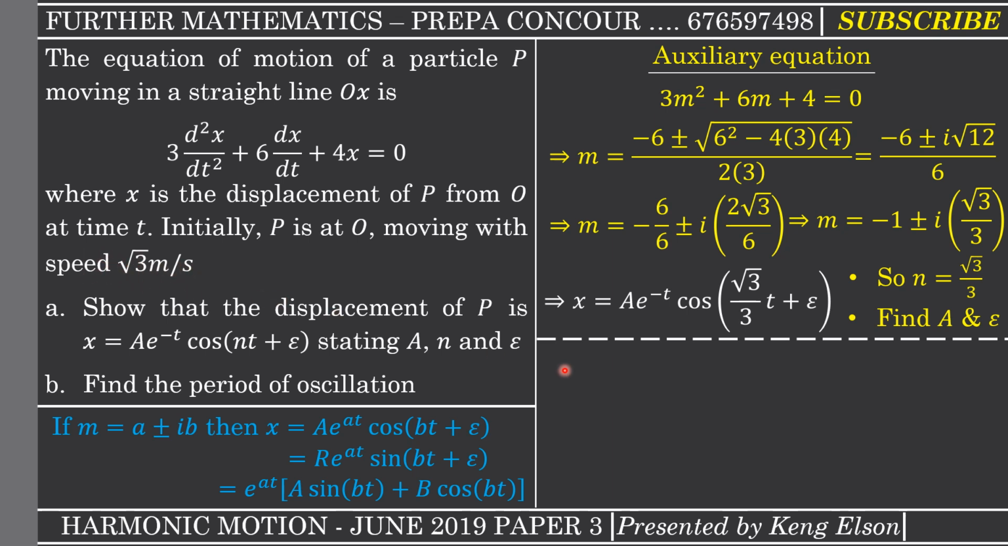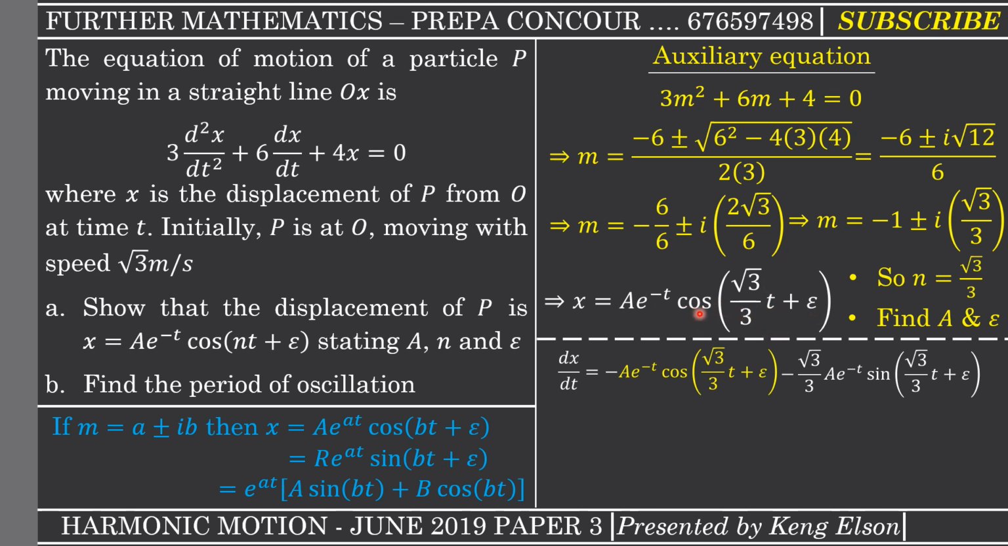All right, so velocity is gotten by differentiating my displacement. So velocity is dx by dt. I'll need to differentiate this, and to differentiate this I need to use the product rule. I'm going to keep cosine of root 3 on 3 t plus epsilon constant, and I differentiate e to the -t. I'm going to have negative e to the -t, but since A is also a constant, it stays there. Now I need to add it to, this time around, I am going to keep A e to the -t constant, then I differentiate the cosine of root 3 on 3 t plus epsilon.